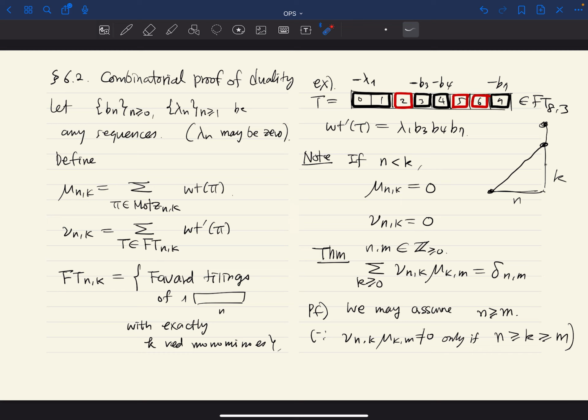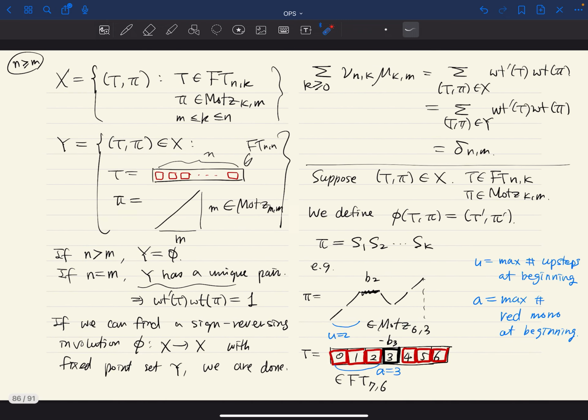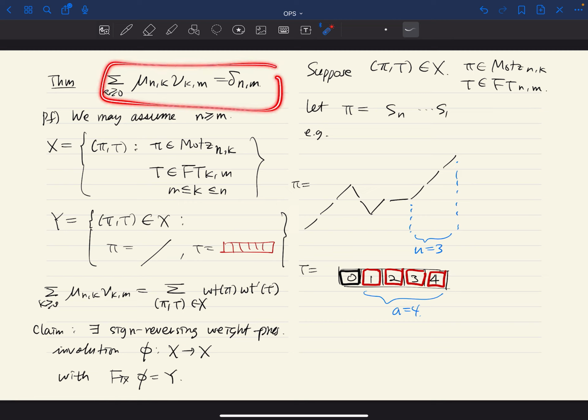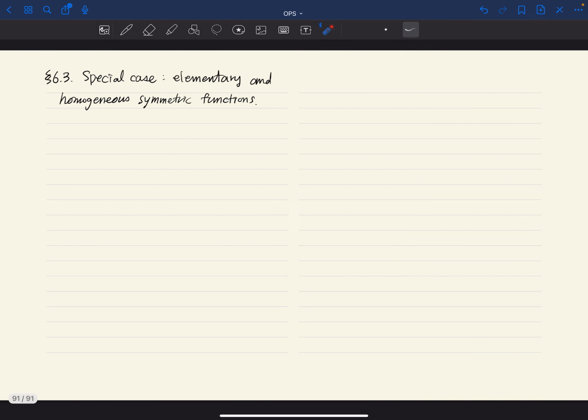And we proved that under these definitions, we have two types of dualities, like this and this right here. So we proved both combinatorially. And for the next few sections, we will consider some special cases of this. So the first, we will consider this.